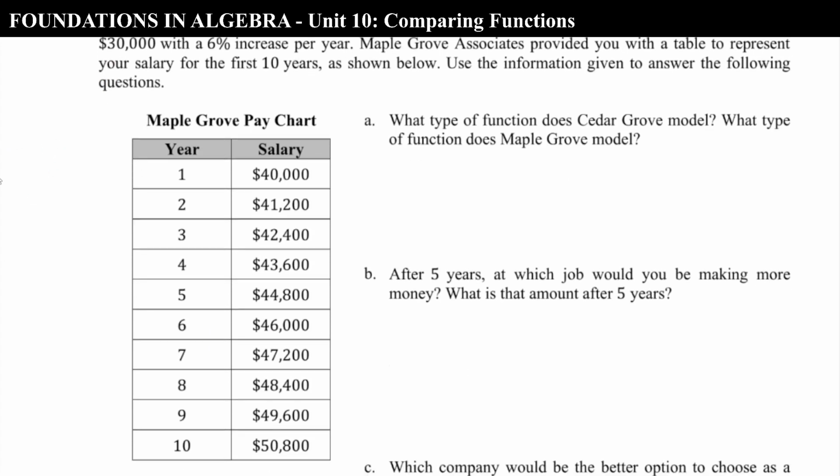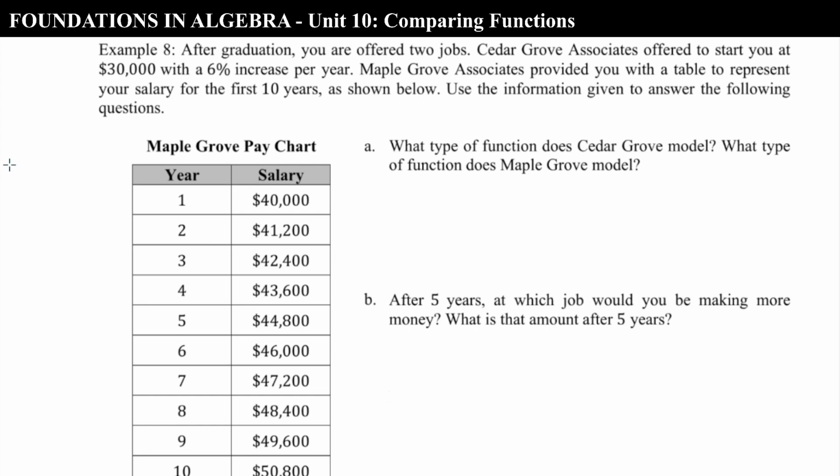All right, last example here. After graduation, you're offered 2 jobs. Cedar Grove Associates offered to start you at $30,000 with a 6% increase per year. Maple Grove Associates provided you with a table to represent your salary for the first 10 years as shown below. Use the information given to answer the following questions.